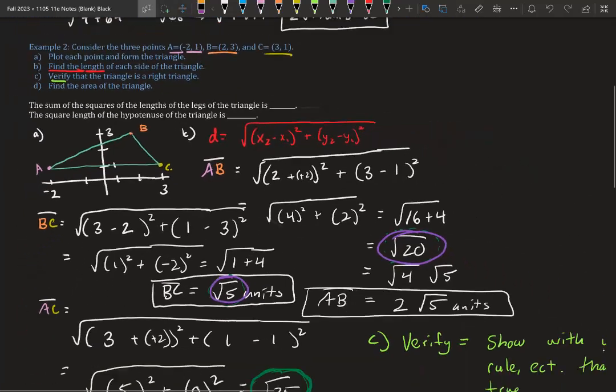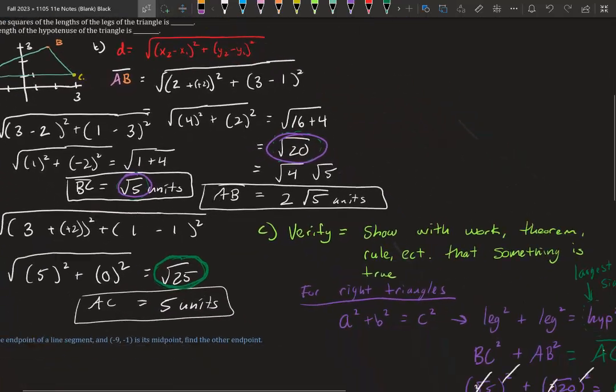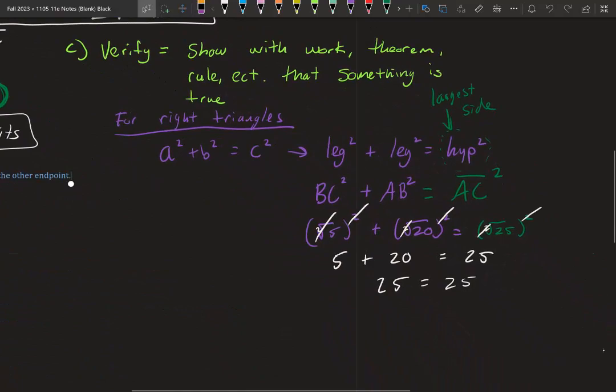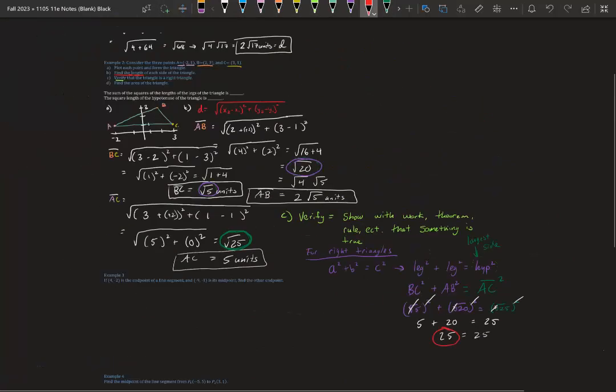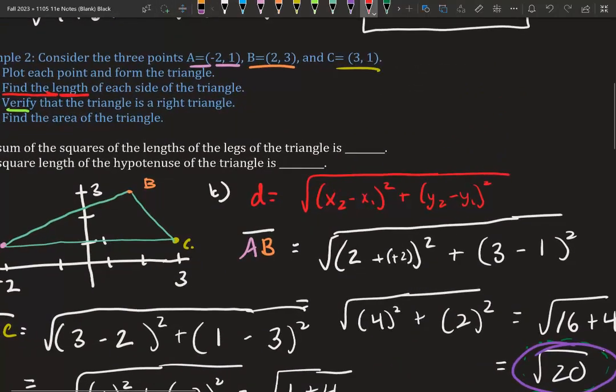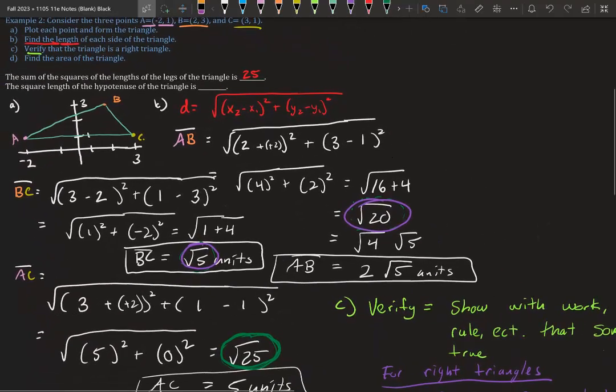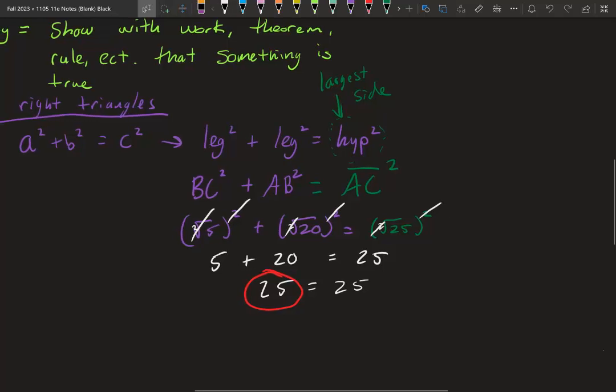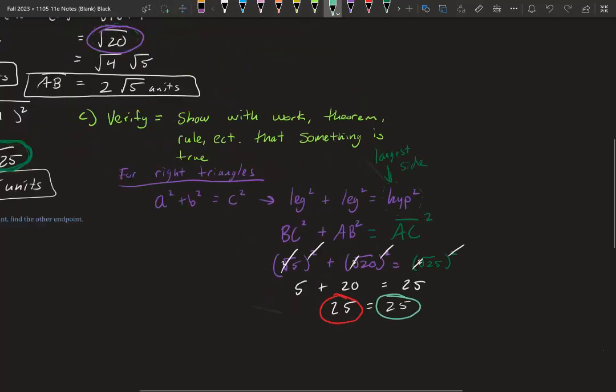So what this is actually asking, the top one, when you squared your legs, what did you get? When we squared our legs, we got 25. Alright, now, the square of the length of the hypotenuse of the triangle, that's when we squared the hypotenuse. When we squared the hypotenuse, we got 25.